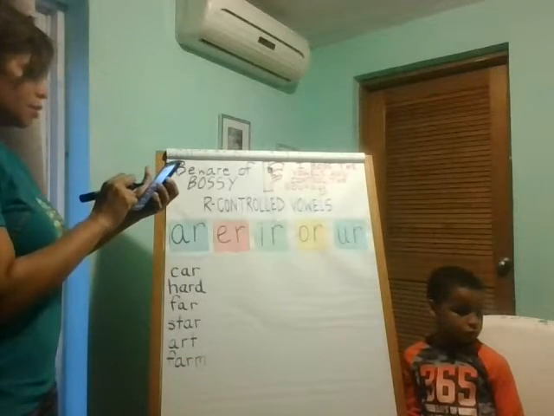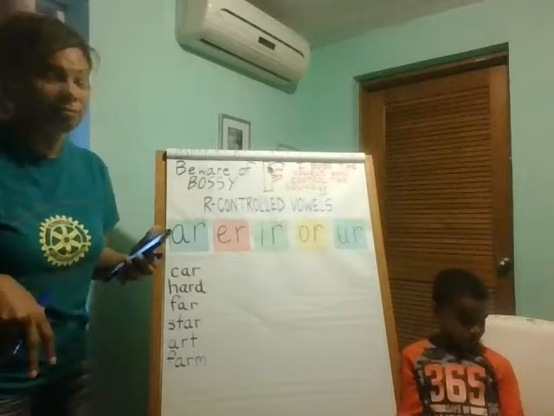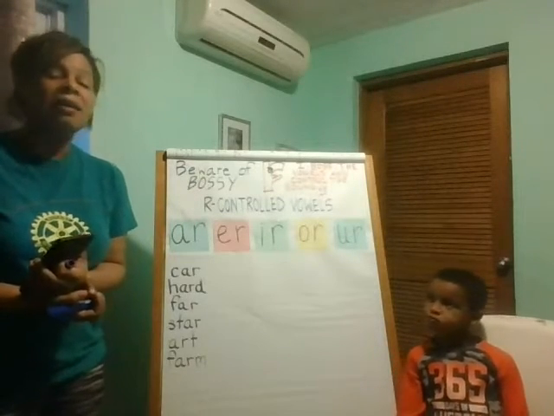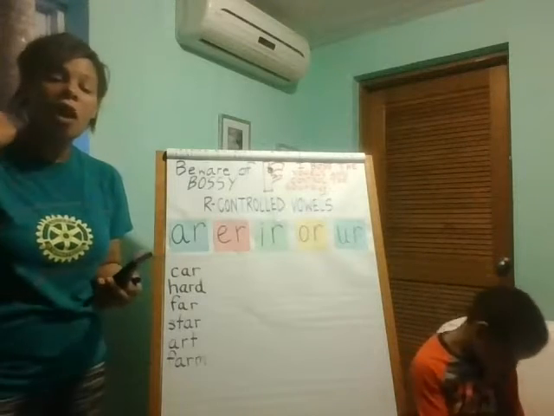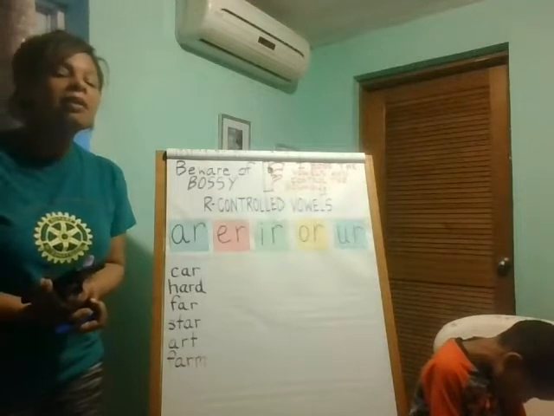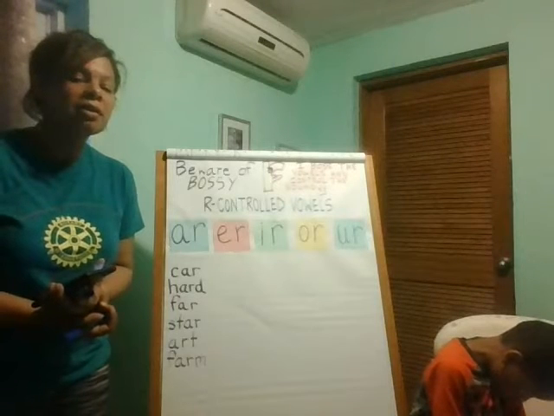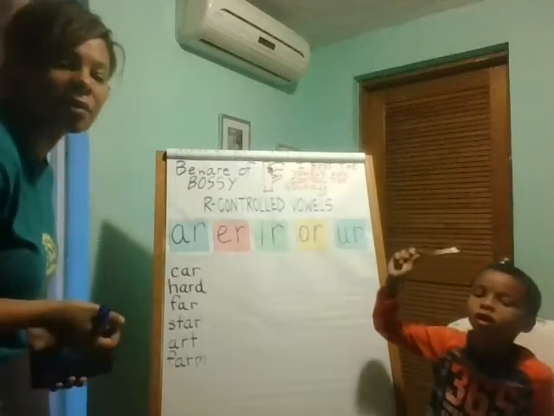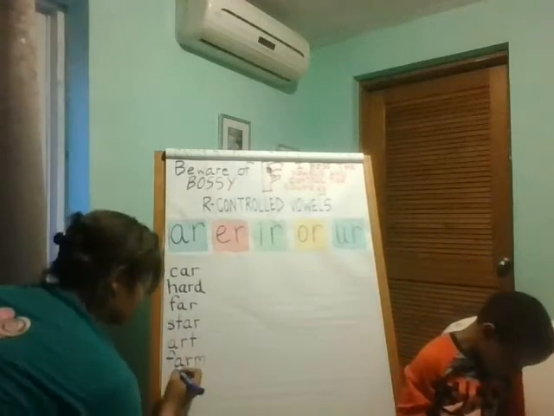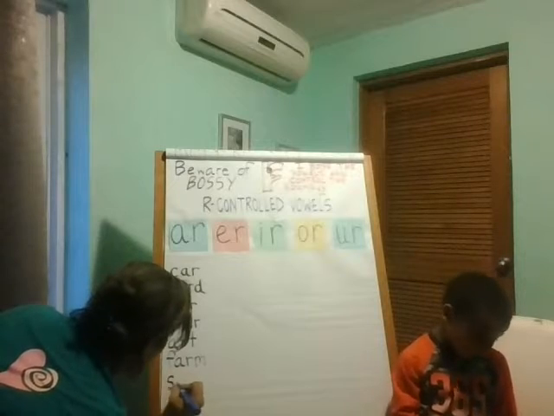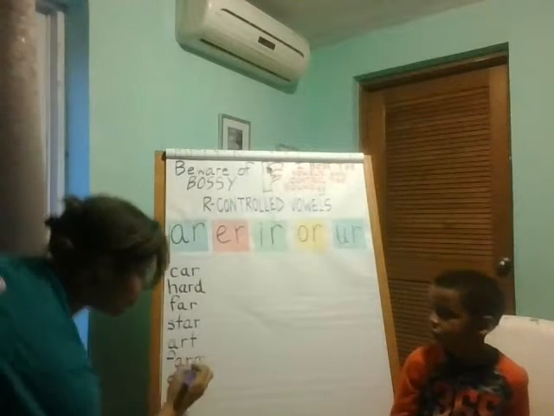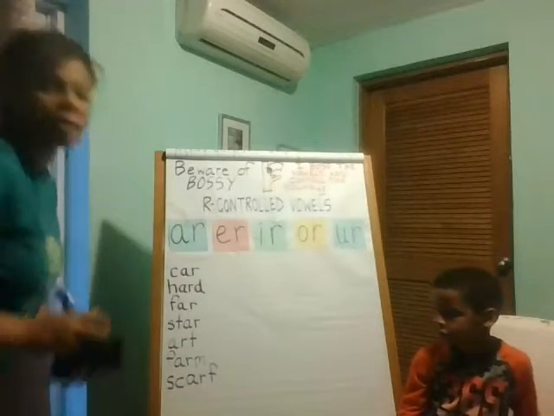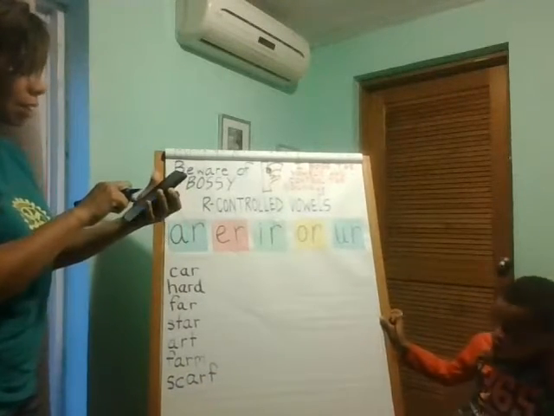Next word. Okay, this is a tricky one. I don't know if you guys are going to get this one. We'll see. It has a blend at the beginning and at the end. Scarf. Like a woman could wear a scarf on her neck. See if you can get scarf. Sk-arf. Scarf. But what letters make that sk sound? S-C-A-R-F. S-C. Sk. A-R-F. Scarf.